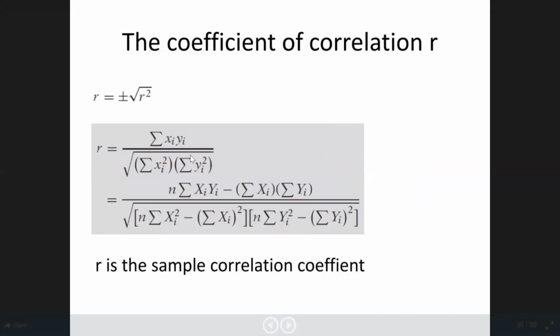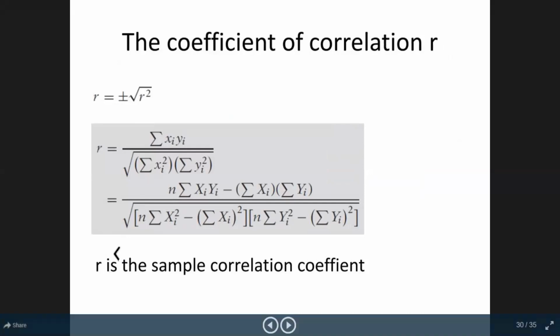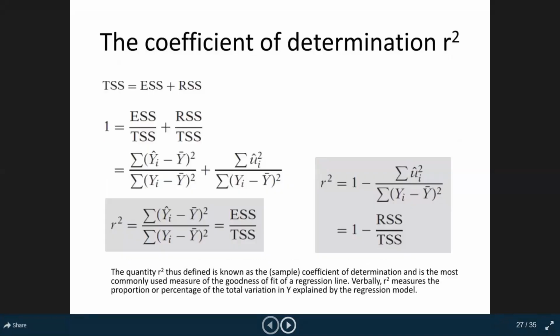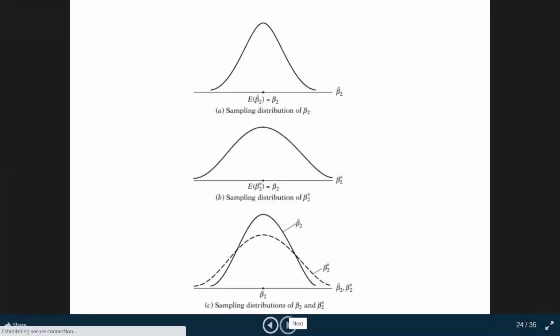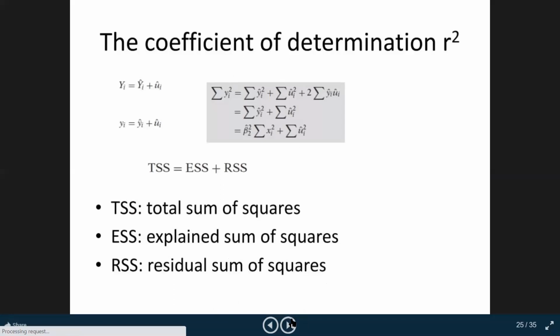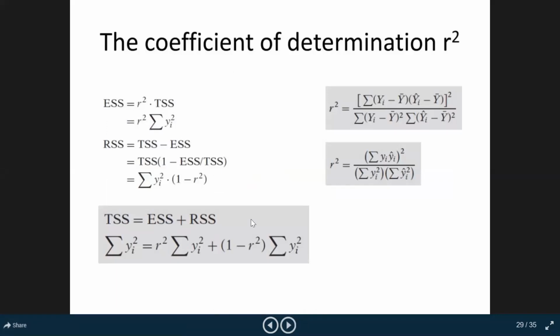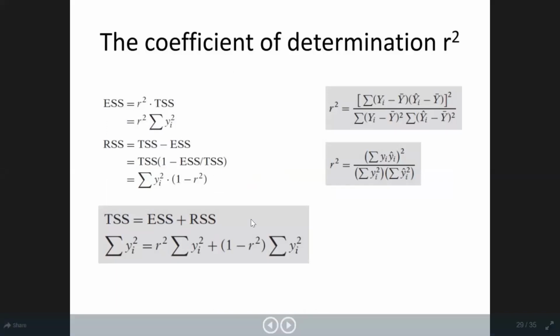Now, what is the coefficient of correlation? The coefficient of correlation is actually the square root of the coefficient of determination. When you take the square root of the coefficient of determination, you will get the coefficient of correlation. Here is its formula, where r is the sample coefficient of correlation. You are all requested to please read this topic in the book. For the coefficient of determination, all these formulas, their bases and their derivations will be given in the book.